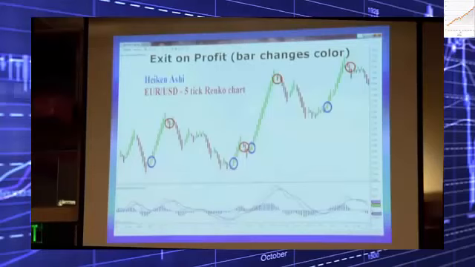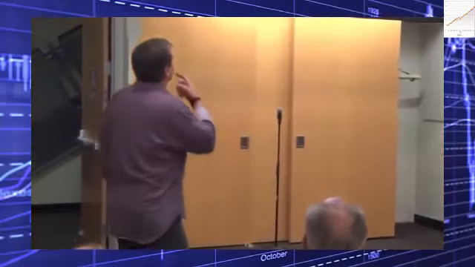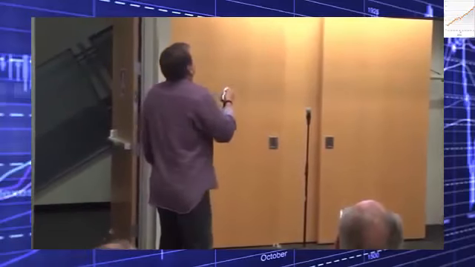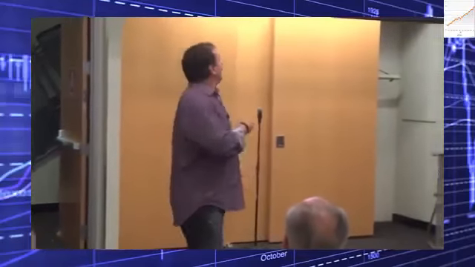Example, you entered here, bar changes color, you're out. Take the profit. You will wait for the next opportunity. Next opportunity, confirmed over here, you get in, you get out. Not a big profit, still a profit. Enter, take it. Enter, take it. Simple as that. The bar changes color, you take profit.